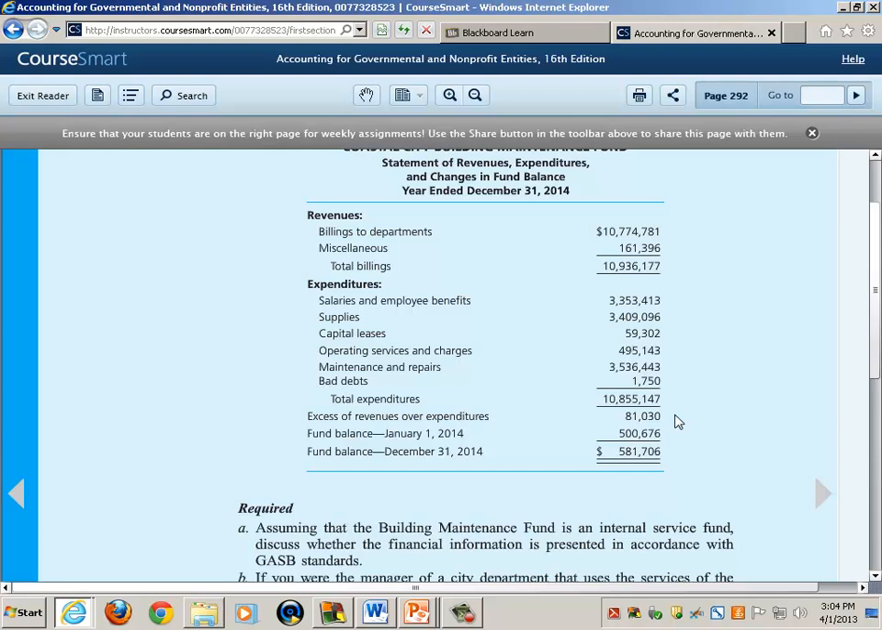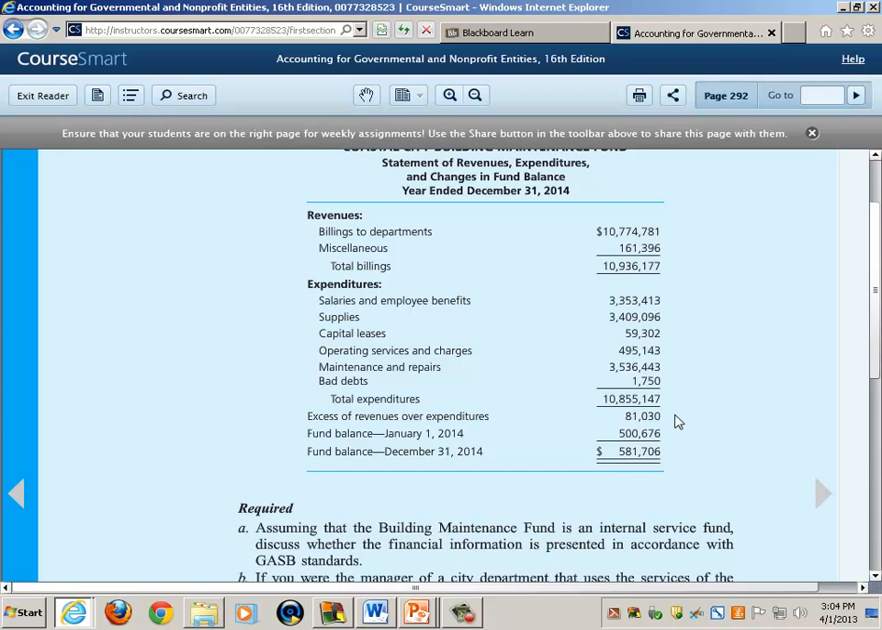46. For what funds do budgetary comparison schedules need to be presented? Some people had problems with this. With basic financial statements, it's the general fund and major special revenue funds for which a budget is legally adopted. I know some of you answered C, but the correct answer is D.